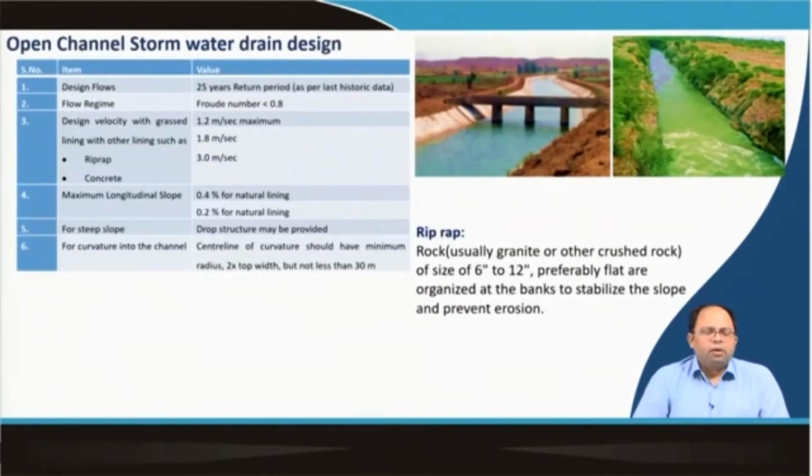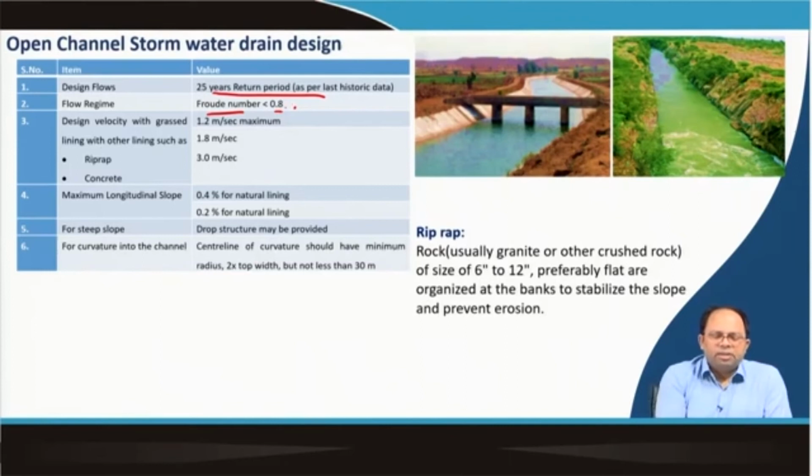So, let us see open channel stormwater drain designs. There are certain considerations for them. For example, the design flow is designed for a 25 years return period. So, 25 years is the return period for design of this kind of structures. The flow regime, which is determined by the Froude number, is lesser than 0.8. This actually determines the kind of flow along this particular channel. So, this includes many parameters, which includes the wave profile along that particular channel and so on.